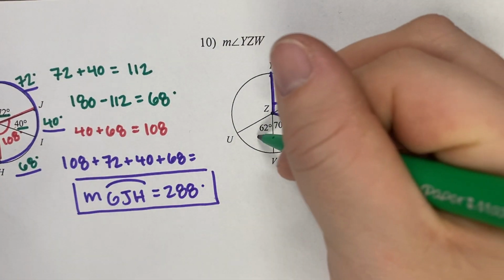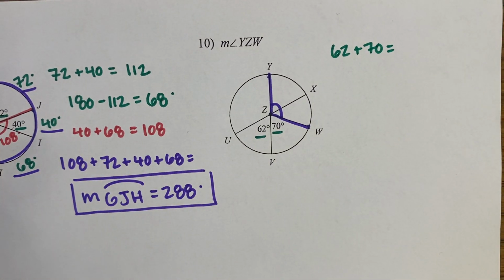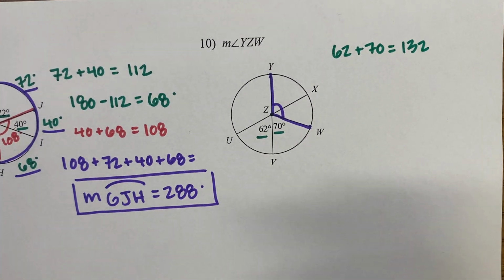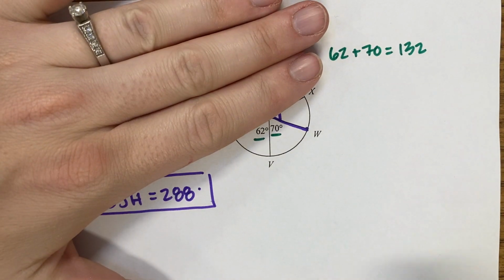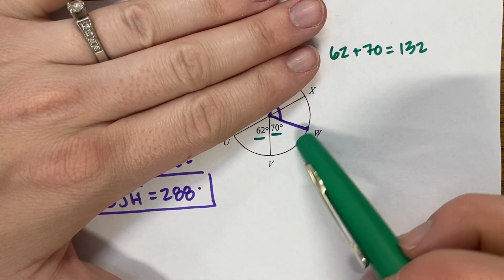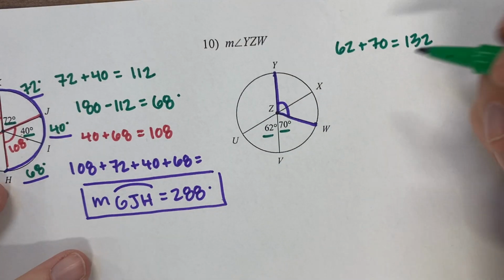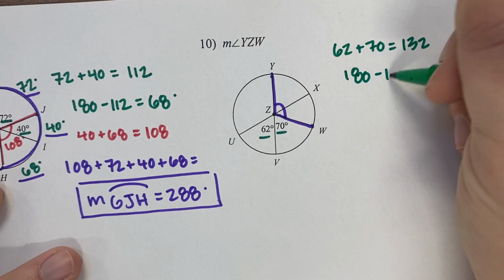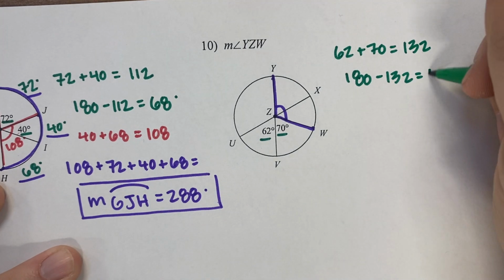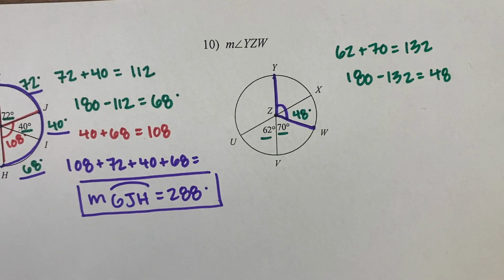Okay, so we're going to take 62 plus 70. Okay, add those together. And I get 132. Okay, well, again, if this half of the circle is 180 and that piece is 132, that would mean that 180 minus the 132 is going to give us that. Okay, so let's go ahead and do that. 180 minus 132. And that gives us 48. So we have a piece of the angle we're looking for.